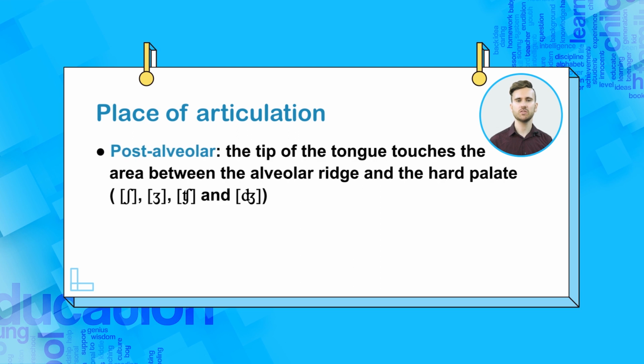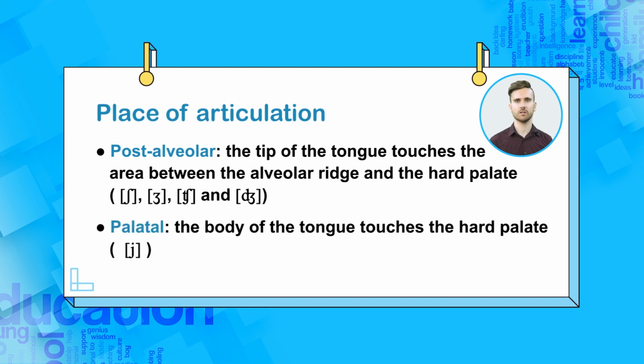5. Postalveolar sounds. To make these, the tip of the tongue touches the area between the alveolar ridge and the hard palate. The English postalveolar sounds are sh, zh, ch, and j. 6. Palatal sounds. To make these, the body of the tongue touches the hard palate. The only palatal consonant in English is y.